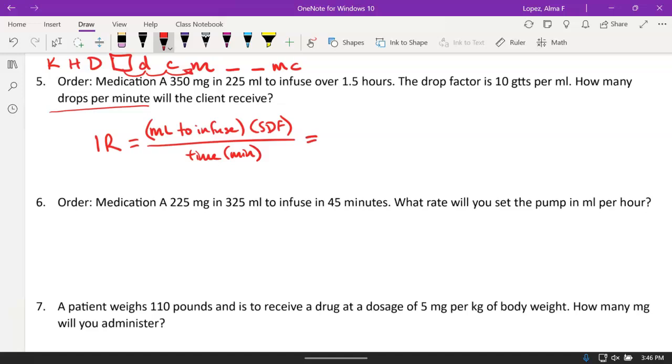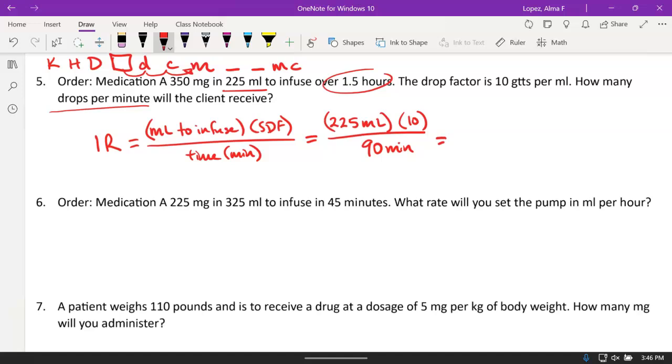So here we are going to infuse 225 milliliters. We're going to multiply by the standard drop factor, which is 10, and we will divide by the time in minutes. Because this is being infused over 1.5 hours, that is 90 minutes. We'll put that into our calculator.